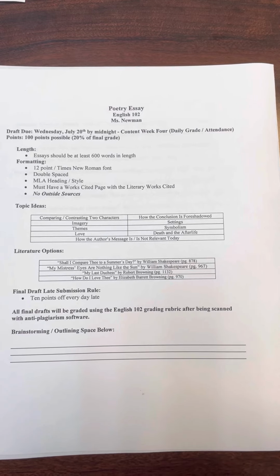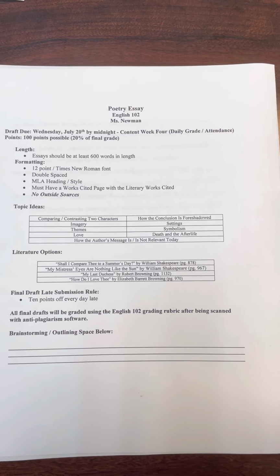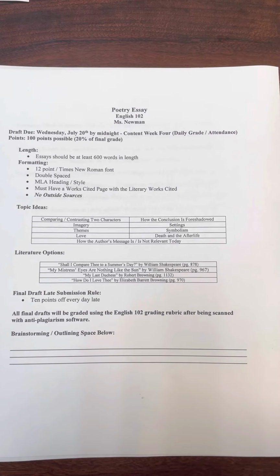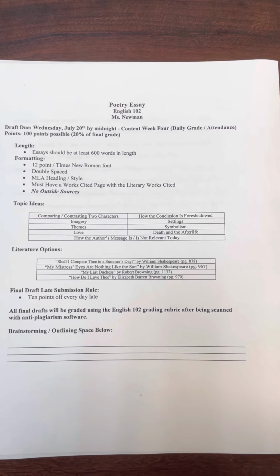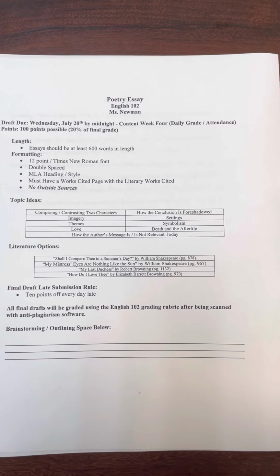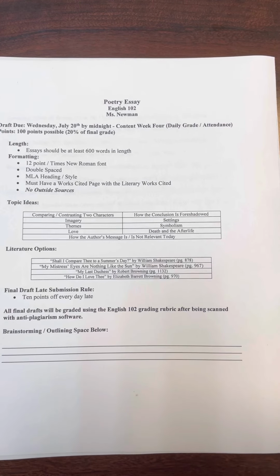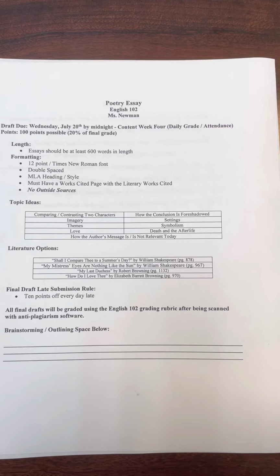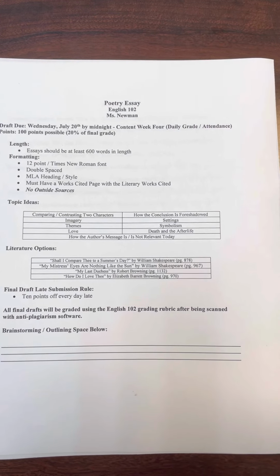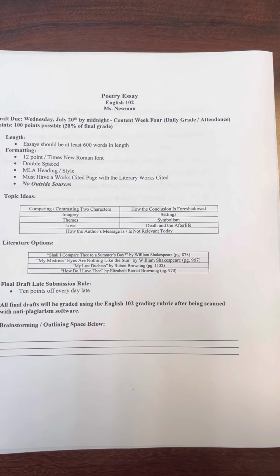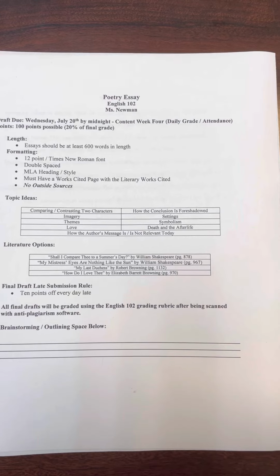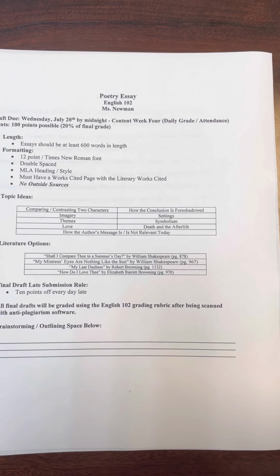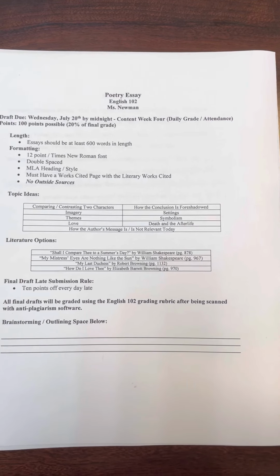So just to show you exactly what I'm expecting, you can use those topic ideas to help guide you along in your paper. You could also focus on how the author's message is or is not relevant today. Some of these are a little more old-fashioned, and this is the modern day, so you can analyze whether or not you feel like it still applies to the modern reader or not. You could also focus on how the conclusion is foreshadowed, settings, symbolism, or death in the afterlife. So it really just depends on what angle you want to take on these topics.